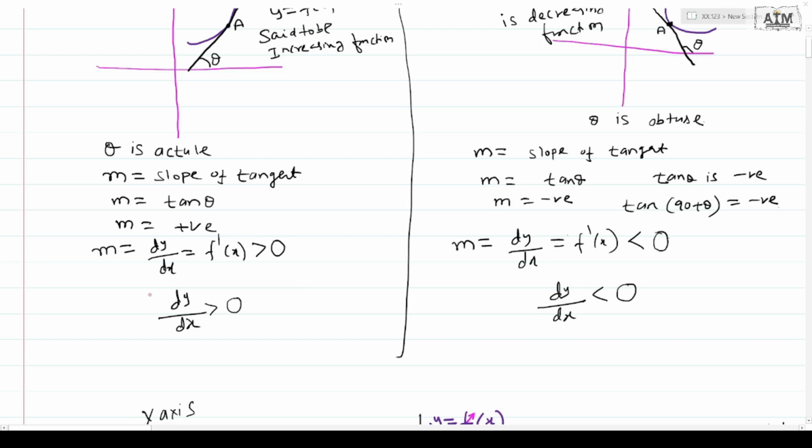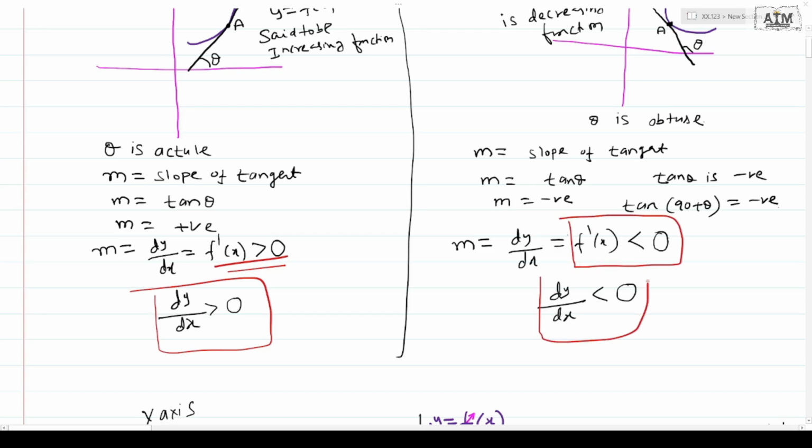For an increasing function, f dash x is greater than 0, that is dy by dx greater than 0. Similarly, for a decreasing function, f dash x is less than 0, that is dy by dx less than 0. So these conditions are also the conditions for an increasing function and for a decreasing function.